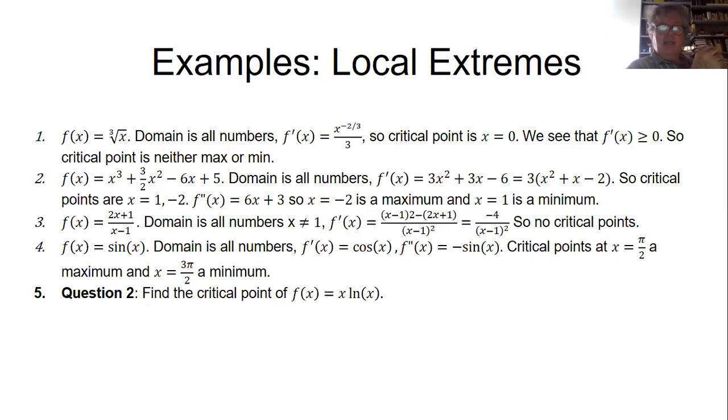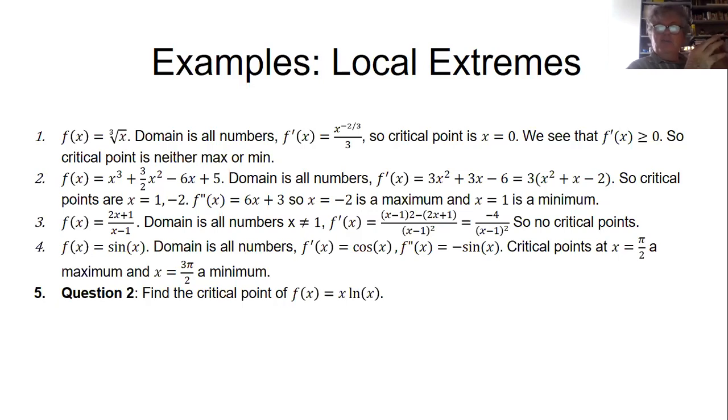What about sine x? Okay, the domain is all numbers, its derivative is cosine of x, and its second derivative is minus sine x. So the critical points, well, when is cos 0? At pi on 2 and 3 pi on 2. And since it's periodic, you can add 2 pi to all those, but just do the ones that are in the period between 0 and 2 pi.